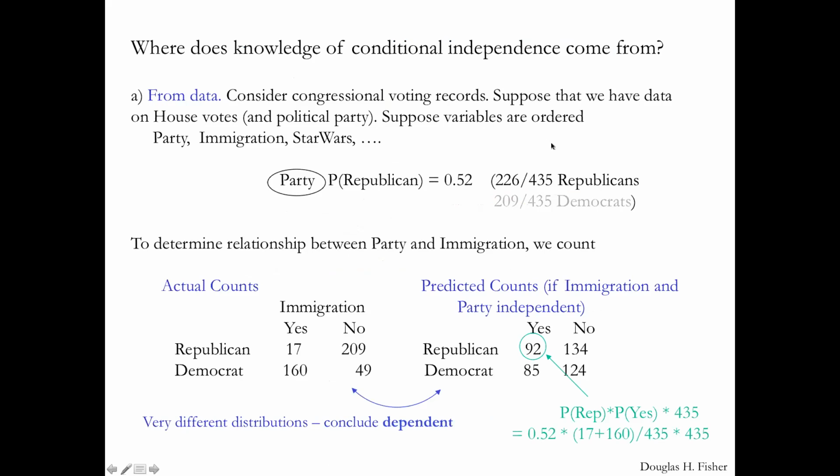Where does knowledge about conditional independencies come from? Well, one place it can come from is data. And this is an example you've seen before in the context of one of the machine learning lectures, the naive Bayesian classifier lecture from a couple weeks ago. Congressional voting records are always fun to look at.